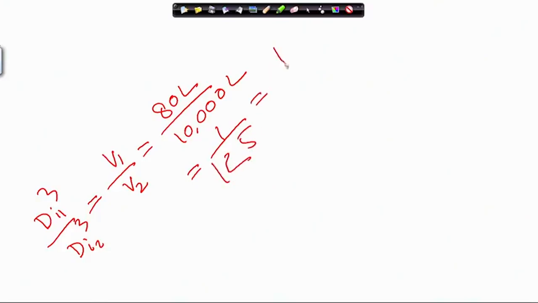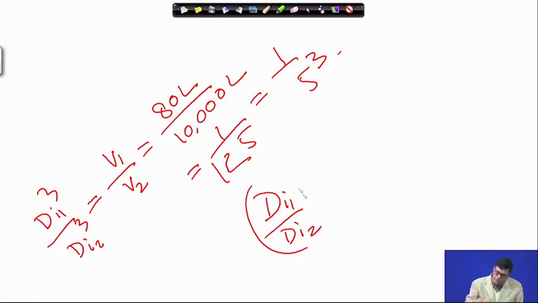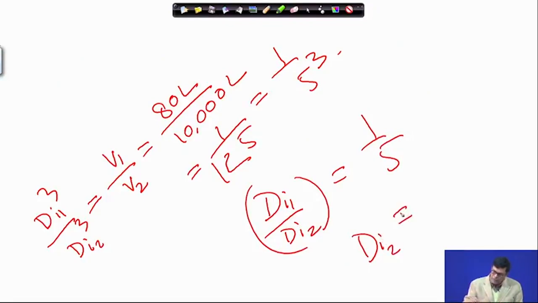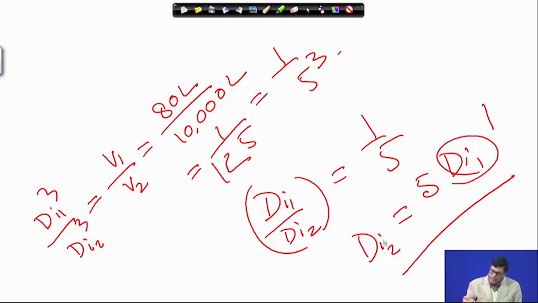Then what is 125? It is 5 cubed. So I can write DI1, DI2, this is equal to 1 by 5. So DI2 will be what? DI2 will be equal to 5 into DI1. Since DI1 is 1, that is why we put the DI value as 5.